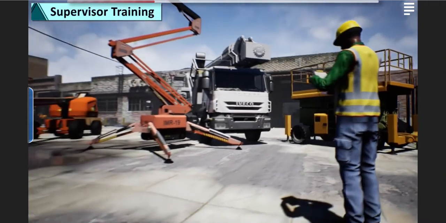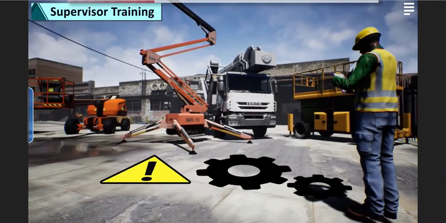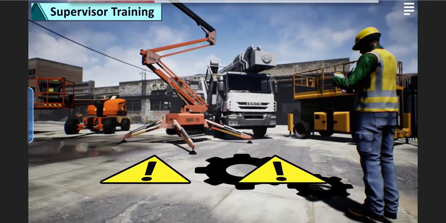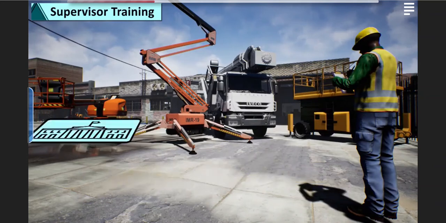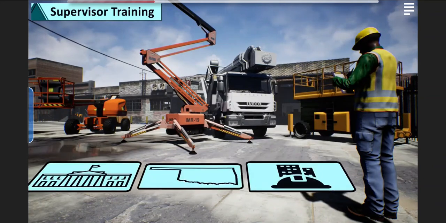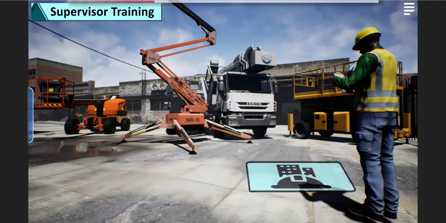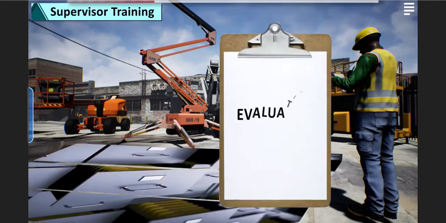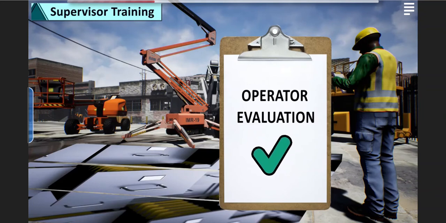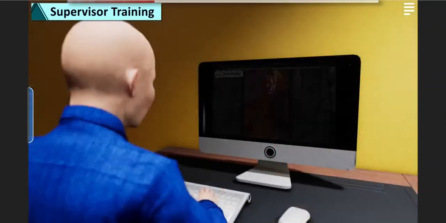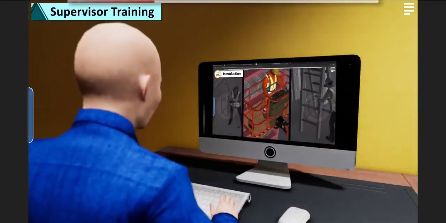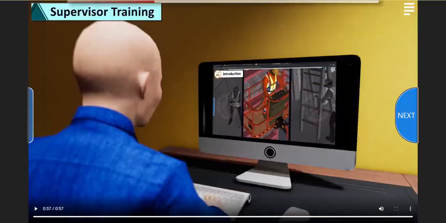This includes training over the potential hazards and appropriate hazard controls associated with using the MEWP, and knowledge of all federal, state, and employer rules, regulations, and standards that apply to the use of MEWPs on the job sites they supervise. Finally, they must be trained to properly evaluate and document operator proficiency, including knowing when and how to require retraining.